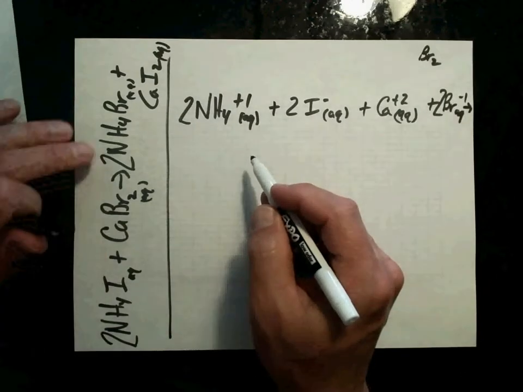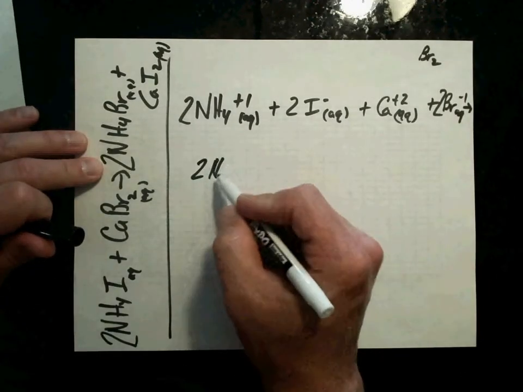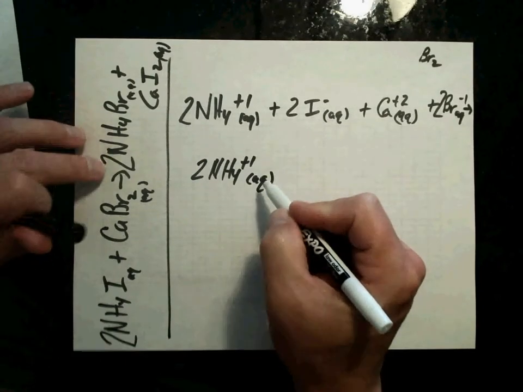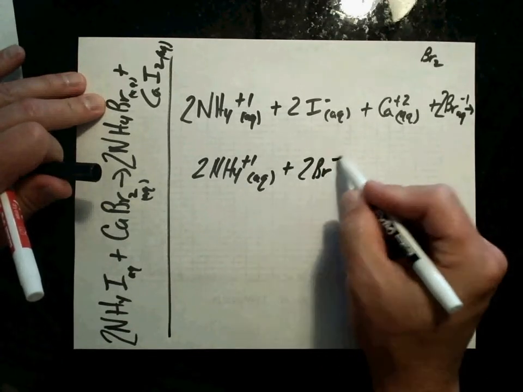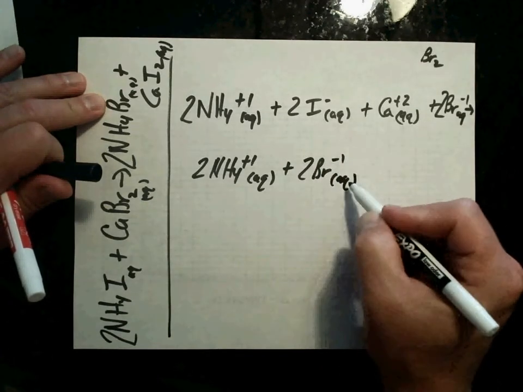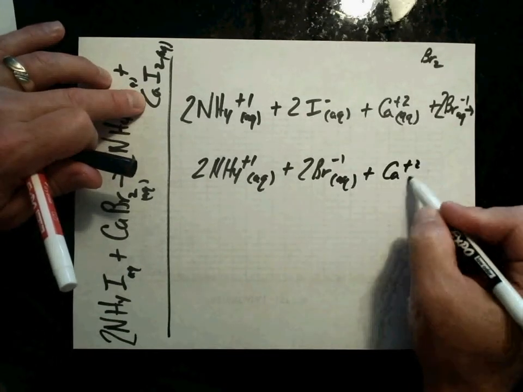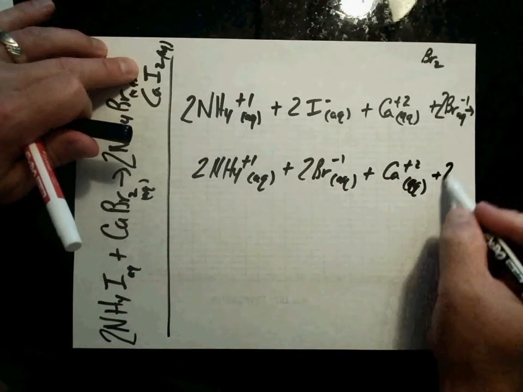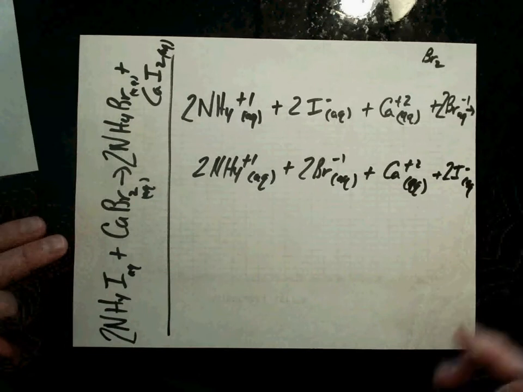What's the other side look like? Well, I have a big 2 there, so there's 2 ammoniums, 2 NH4 plus 1s, aqueous. I also have 2 bromines. And then the last compound, I have 1 calcium, AQ, and 2 iodines. Now here's your first aha moment.